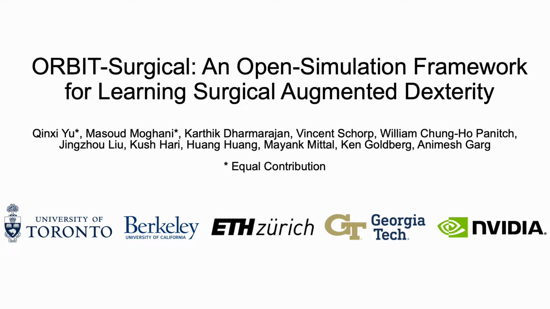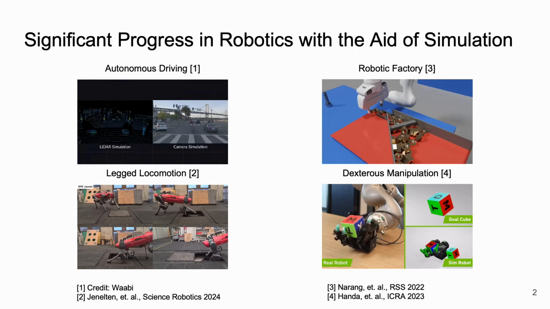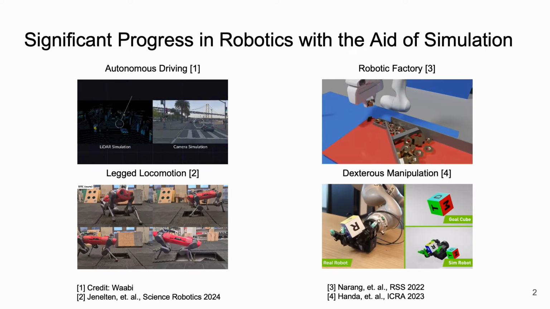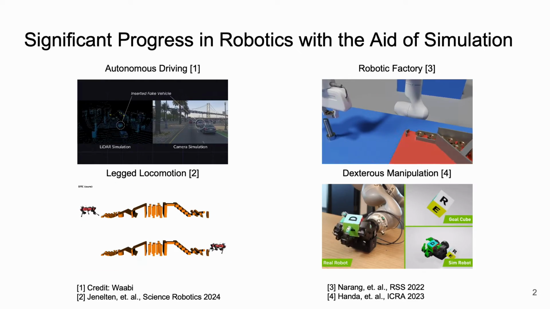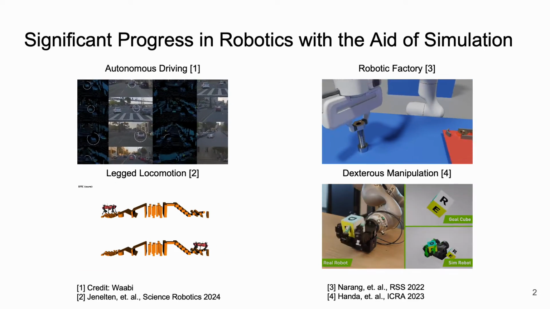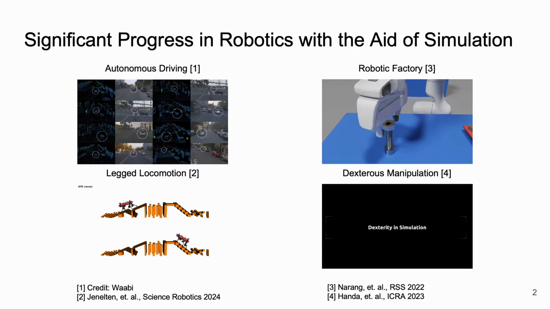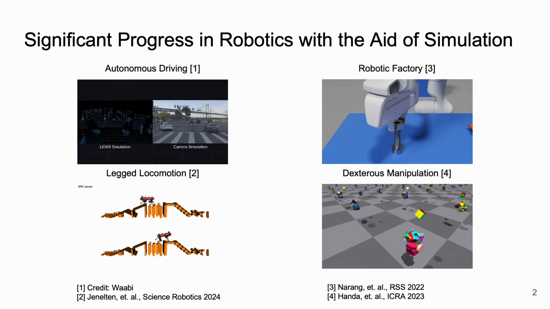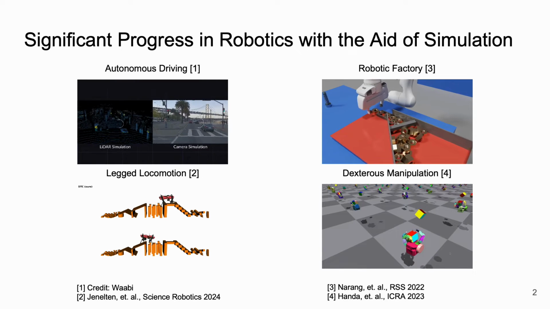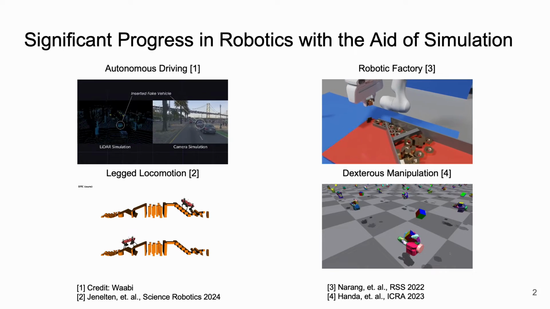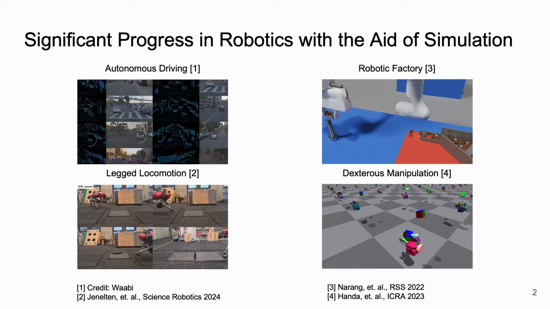We present Orbit Surgical, an open simulation framework for learning surgical augmented dexterity. First, we would like to draw attention to the progress of robotics and autonomous driving with the aid of simulation for synthetic data generation and interaction-based learning. Simulation is an enabling tool to create digital clones of the real world, generating large-scale datasets to train and test autonomous systems at scale.